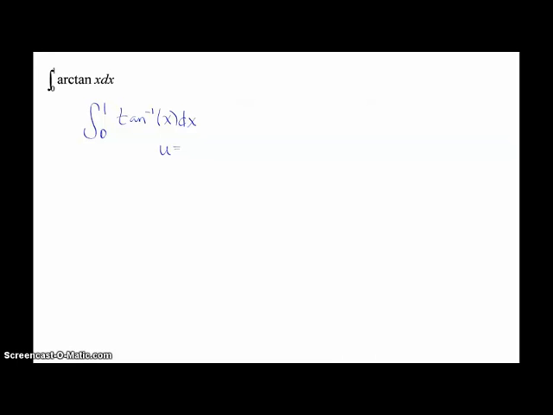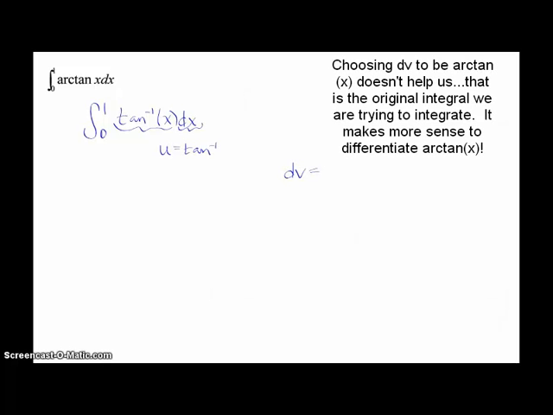So we need to find u. By default, whatever's left is going to be dv. Well, our two functions here are tan inverse of x and dx. So u has to be tan inverse of x because we're taking the derivative of it. And so dv is going to have to be dx.